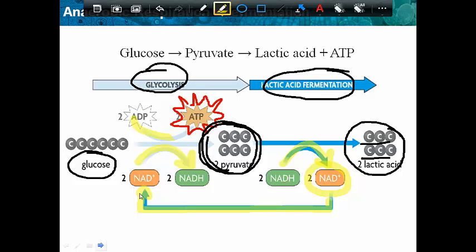So again, the main product we're looking at is the ATP that's produced. The other things that happen, though, is we make some lactic acid waste and we recycle those NADs so they can be used again. This would be a good time to pause it and to try to write down the entire diagram for yourself.